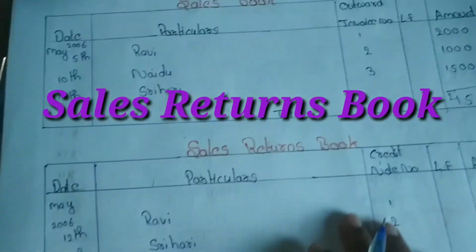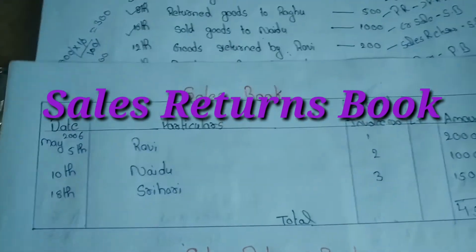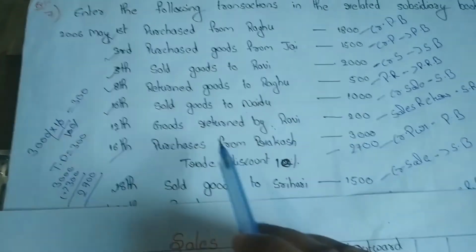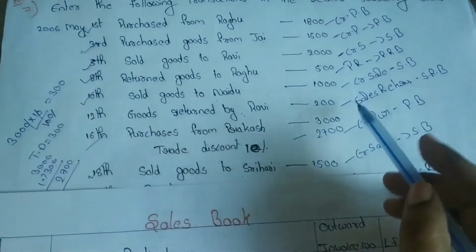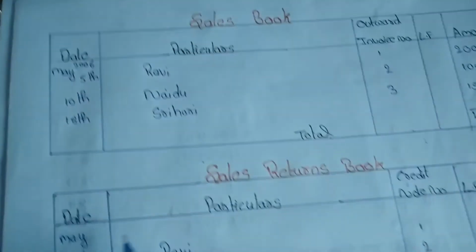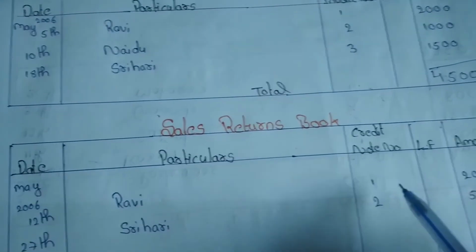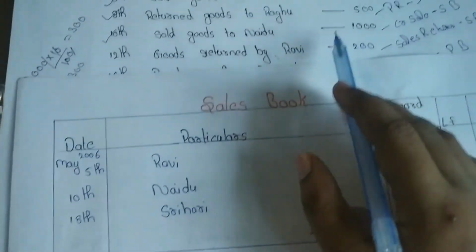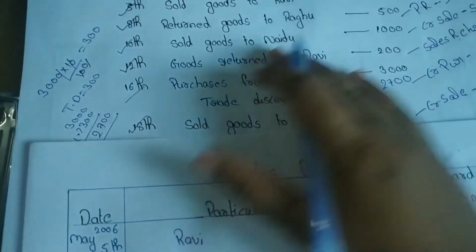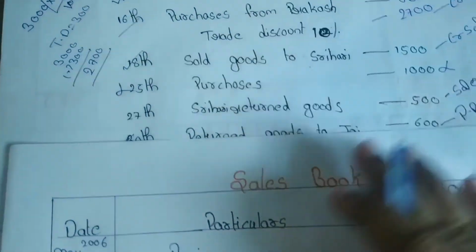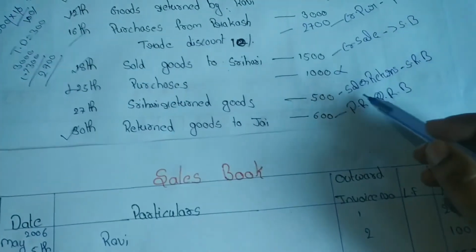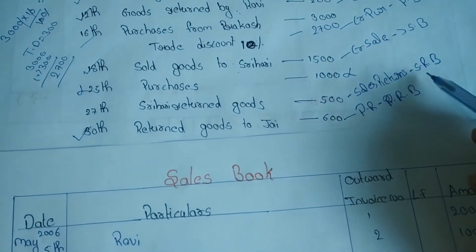Okay, so let's enter the transactions in sales returns book also. See the remaining here, goods returned by Ravi. So it was a sales return transaction, right? So on date column you have to mention the date, number and amount 200. See, amount was 200. So it was also done. And next, on 27th, Srihari returned goods 500. So it was a sales return. It comes under the sales returns book, right?